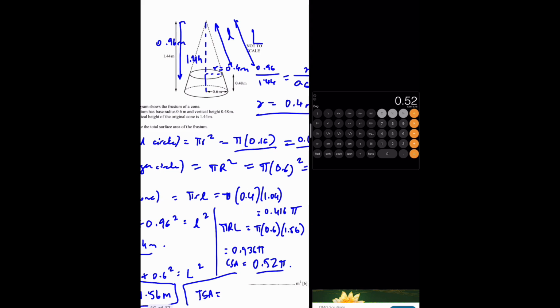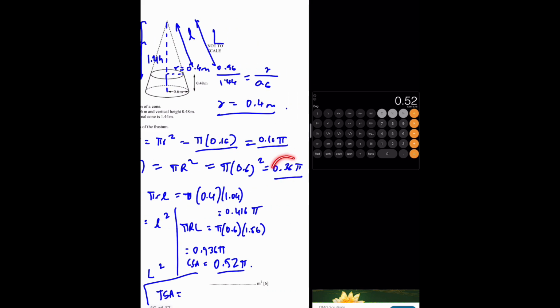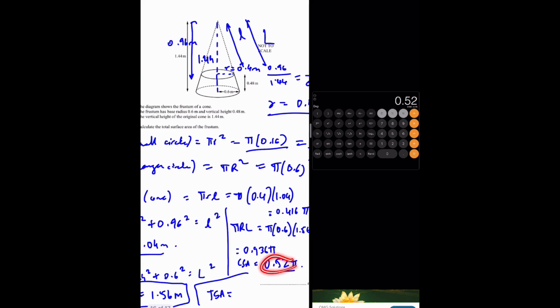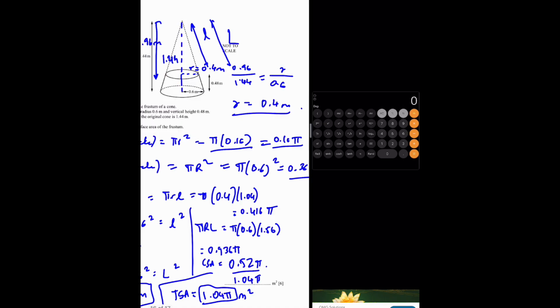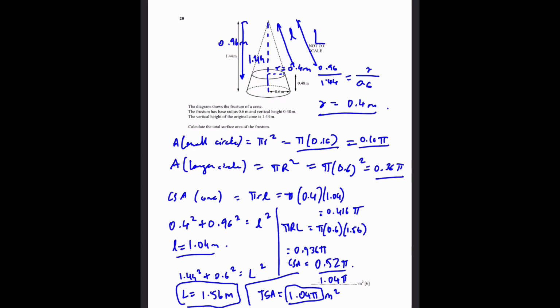And therefore the total surface area, we can find it now because we have the area of both circles, which are up here, 0.16 pi, 0.36 pi. And we have the curved surface area. So adding all three together, we will get 1.04 pi meters squared, and that'll be our final answer. And that's actually the final answer for this paper.